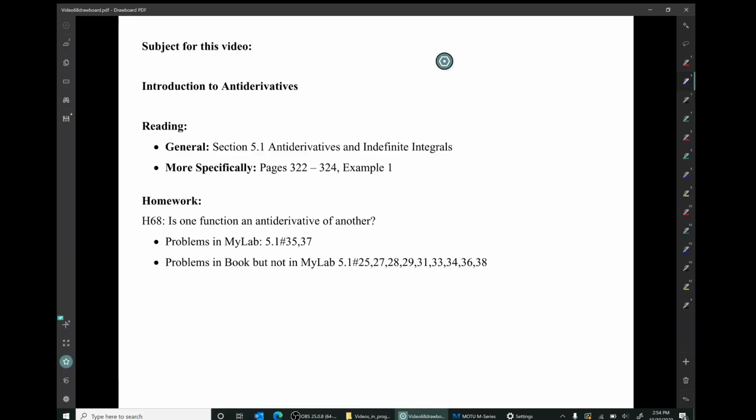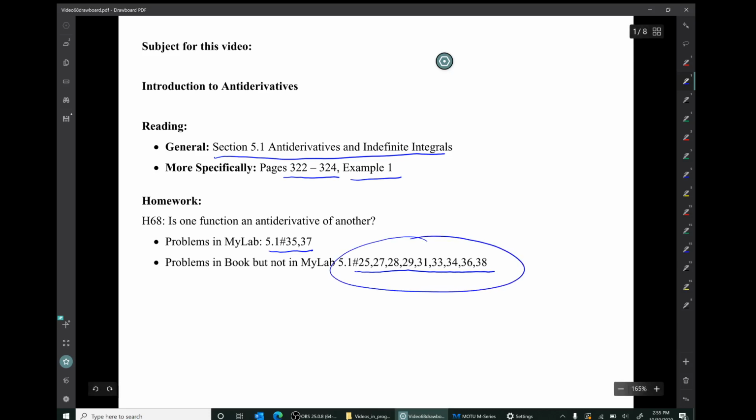This material is from the beginning of section 5.1. Just the first couple of pages, and example 1 is relevant to what we're doing in this video. The corresponding homework is this collection of just 2 problems in the MyLab system, but there is a large collection of exercises in the book that's not in MyLab. These are good exercises, and it would be a very good idea to do as many of those as possible. I'll be doing examples similar to some of these in the video today.